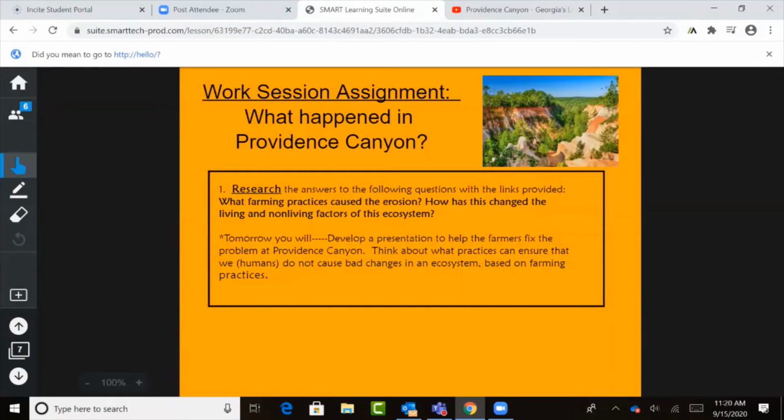Why are we doing this? Well, you're going to find those answers today, and tomorrow, this is the fun part, you're going to develop a presentation to help farmers fix the problem at Providence Canyon. You're going to think about what practices can ensure that we as humans do not cause bad changes in an ecosystem based on practices. So how are you going to do this?